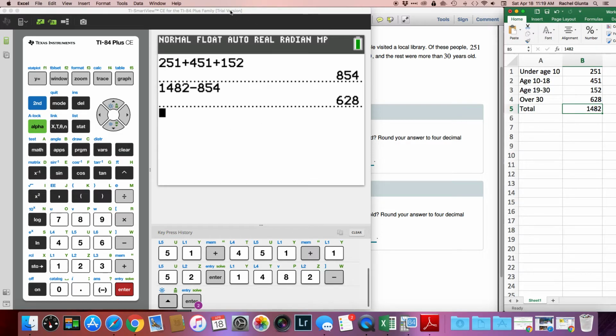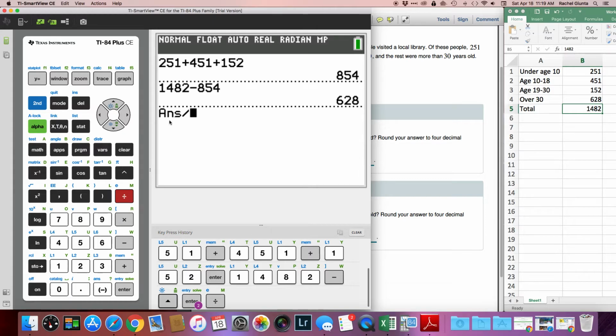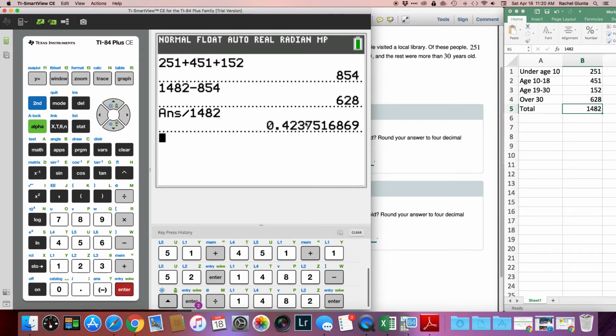So now we've got 628, and if you just hit the next operation that you're going to do, which is divided by, it automatically brings down that number. Answer means your most recent answer. Then divide it by 1482. And again, we get a number that is positive and less than 1. So it's 0 point something.